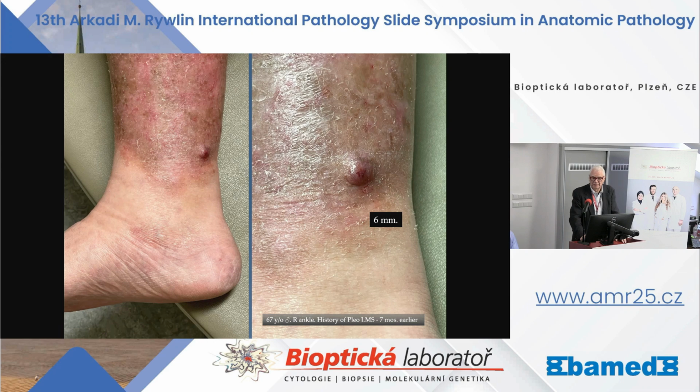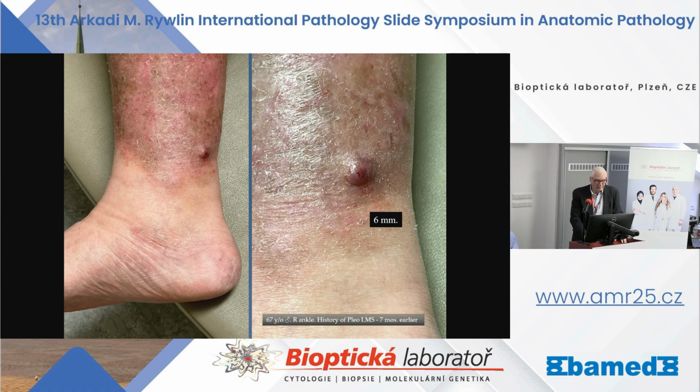This man is 67 years old. Over there on the right ankle, you can see it's a 6-millimeter lesion. The surgeon called me over, said, "Do you think you can aspirate this tiny lesion from this guy?" He had a pleomorphic leiomyosarcoma on the same leg, above the knee, diagnosed 6 months earlier, or 7 months earlier, as it says there. I said, "Okay, I'll come over."